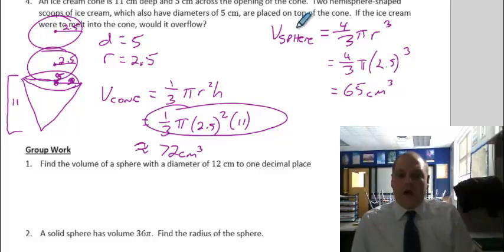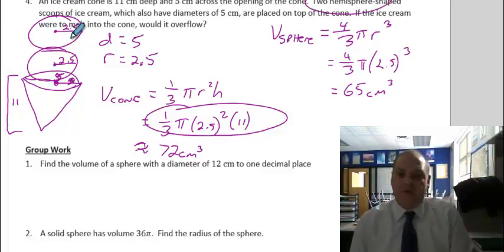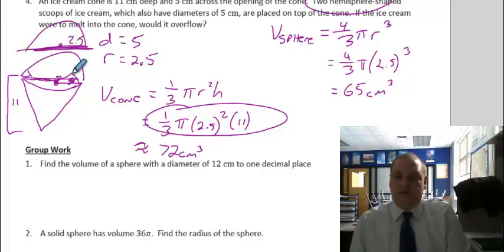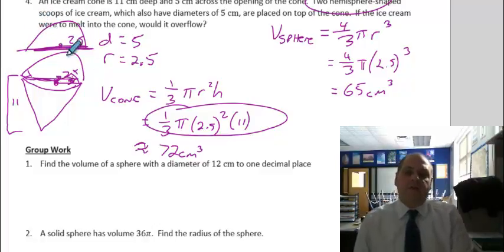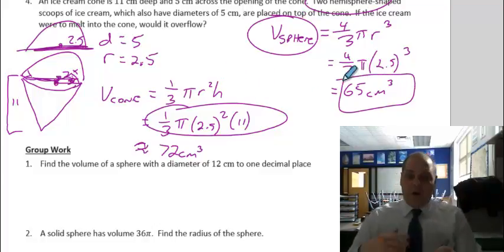All right, so there's two hemisphere-shaped scoops of ice cream. Sorry, bad picture. Two hemispheres. So we have one hemisphere, boom, like that, and then we have another one like that. There we go. That makes more sense. So two hemispheres, and two hemispheres is a sphere. That's why we're doing a sphere. So two hemispheres equals one sphere. So anyways, the volume of the sphere, two hemispheres put together, is 65.